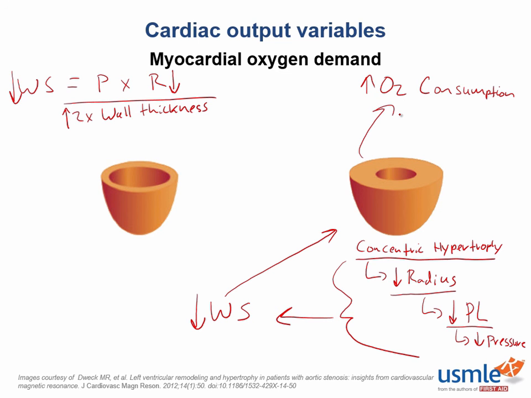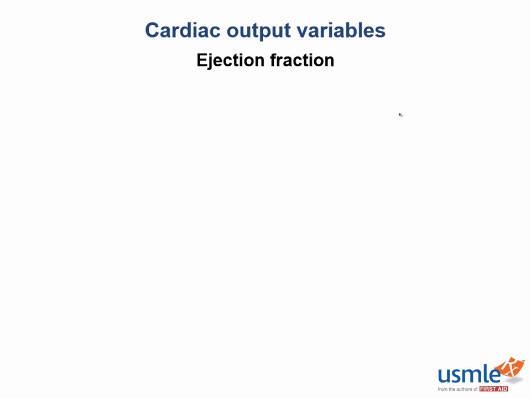Alright, now let's move on to the last section, ejection fraction. Now, the ejection fraction is super high yield because whenever you get an echocardiogram, you're always going to look at the ejection fraction to evaluate the ventricular contractile function in a single cardiac cycle. Now, a normal ejection fraction is equal to or greater than 55%.